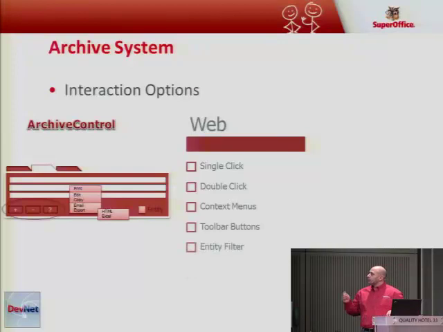The entity filters, where you can click the checkbox in order to filter out information that you see within the context of the archive control. You can do that. That is basically embedded, or bubbles up, if you will, from the archive provider.